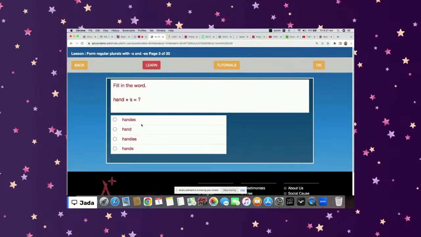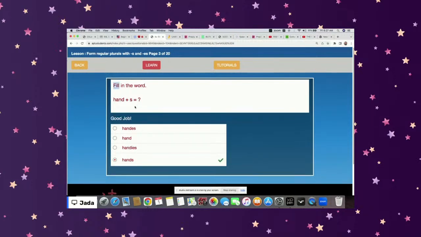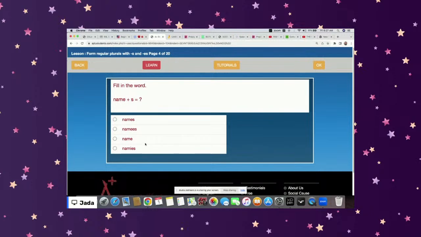And then we have hand plus s. Hand plus s, what do we have? Handles, handies, hands. What do we have? So we have hands. Name plus S. Name plus S. What do we have?